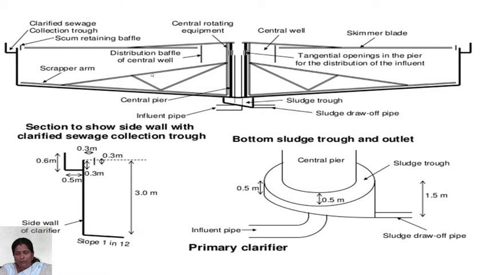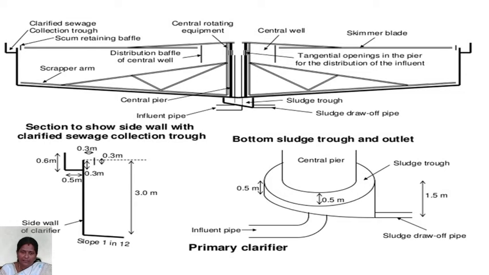The scraping arm is used for clearing the material clogging on the bottom surface. It is continuously rotated. On the top surface, a skimmer blade is available, and the sewage spreads in a rotating manner. The sludge settles on the bottom and is collected. At the bottom is the sludge pipe, this is the sludge trough. The sludge is collected from the sludge draw-off pipe.